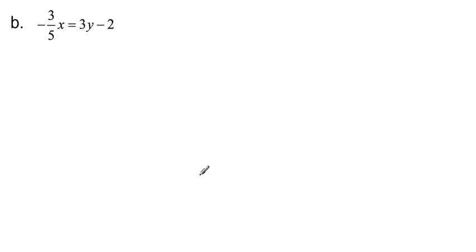Let's try this one. Negative 3/5 x equals 3y minus 2. Okay, now there's a couple things I'm going to have to do here. The first thing I want to do is position y so that it's on the left side with my x term. So to do that, to move 3y over to the other side of the equation, I have to subtract 3y.